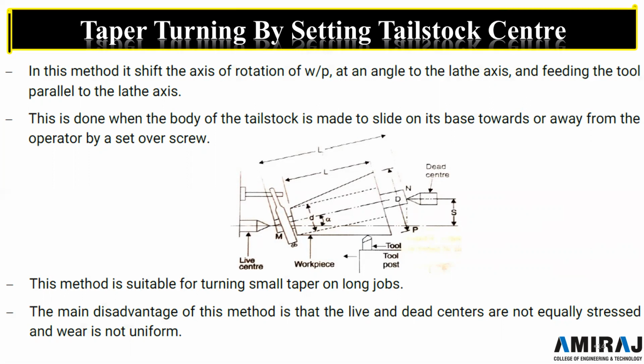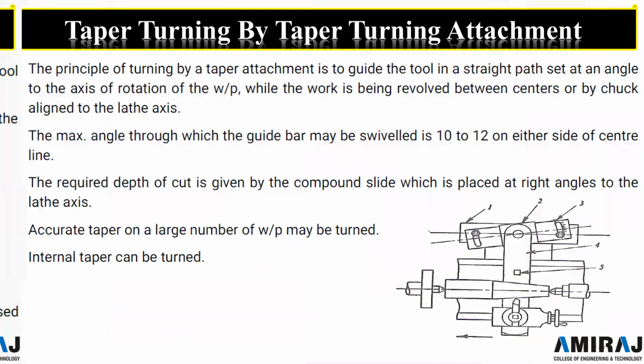The main disadvantage of this method is that the live and dead centers are not equally stressed and wear is not uniform, because the workpiece is held at a particular angle. Another method for taper turning is taper turning by turning attachment.